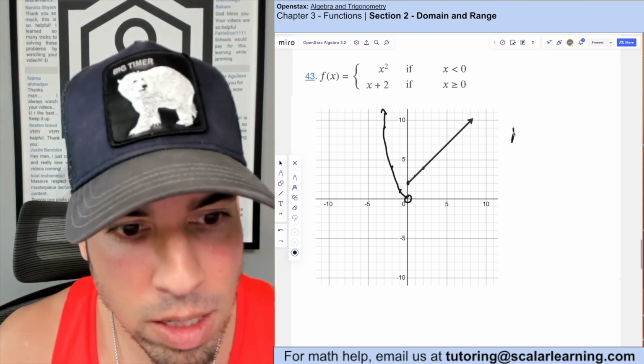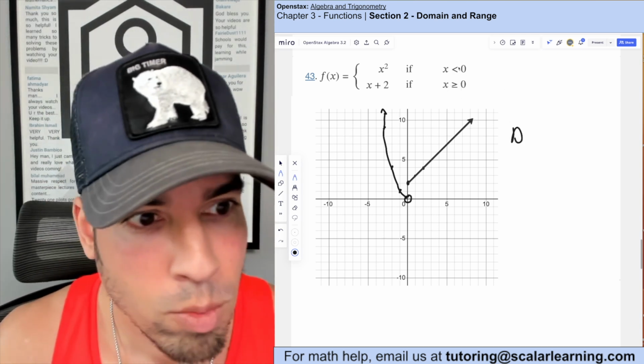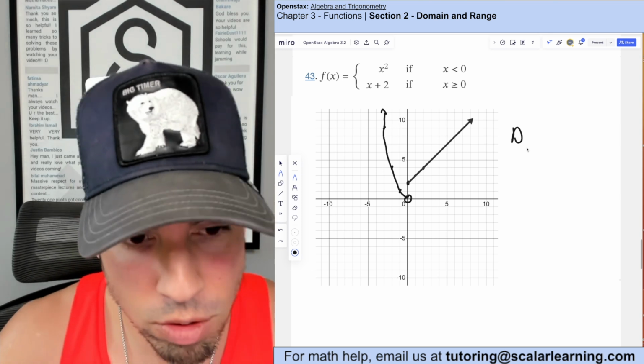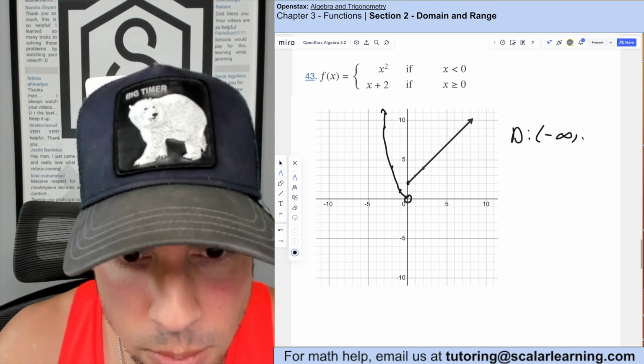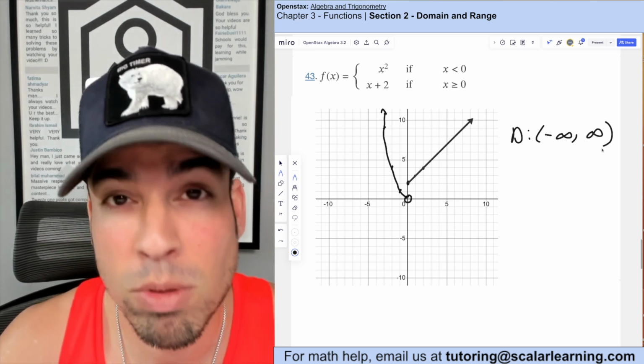Once again, what's the domain? There's no values of x missing. We can plug in anything less than 0, anything greater than or equal to 0. There's no gaps. So my domain, once again, is all real numbers, negative infinity to infinity, boom, done.